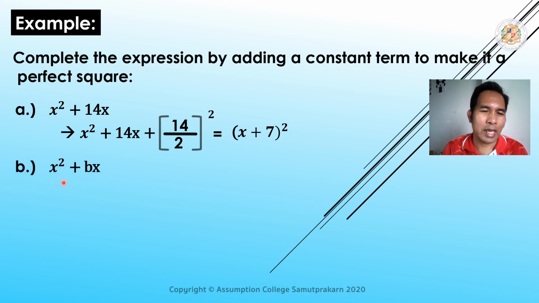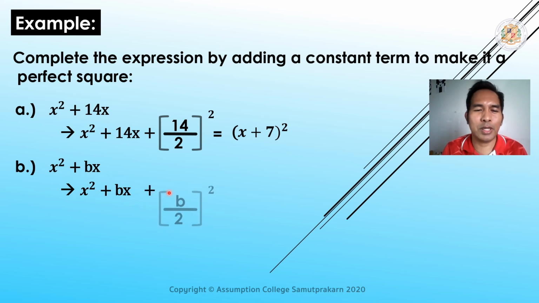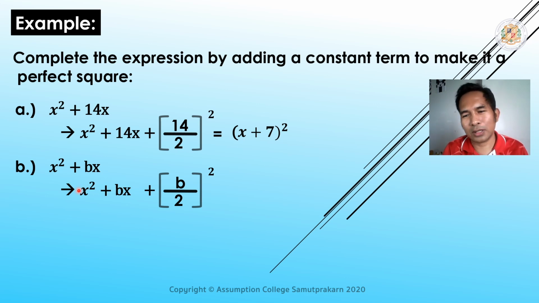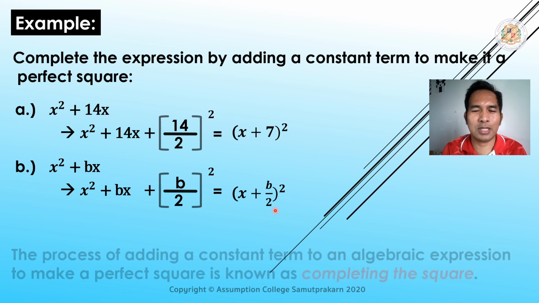But next, x squared plus bx, what will be our third term? Our constant here is b. So we have plus b over 2 quantity squared. So again, what is the factor? Okay, so the factor of a perfect square is x plus b over 2 quantity squared. Okay, so this is the answer.